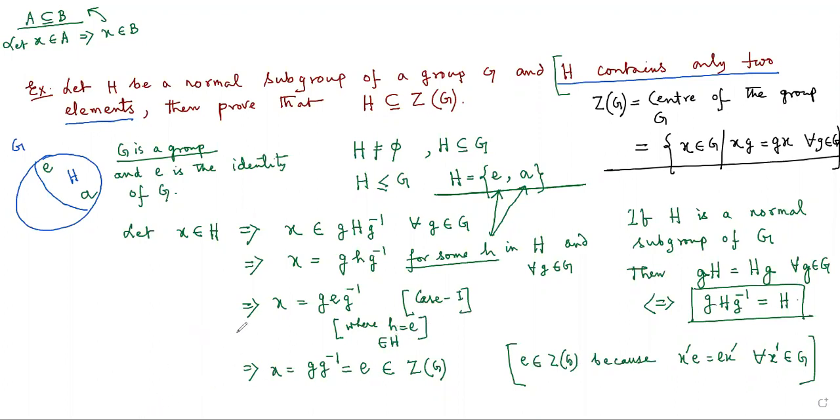So we started with X belonging to H, and we end up with X belonging to Z(G). Let us write our observation only: if X belongs to H, then X belongs to Z(G) when X is equal to e. One possibility is done. This is one possibility that we have covered. Let us try to find out the second possibility, because we have to deal with only two possibilities.